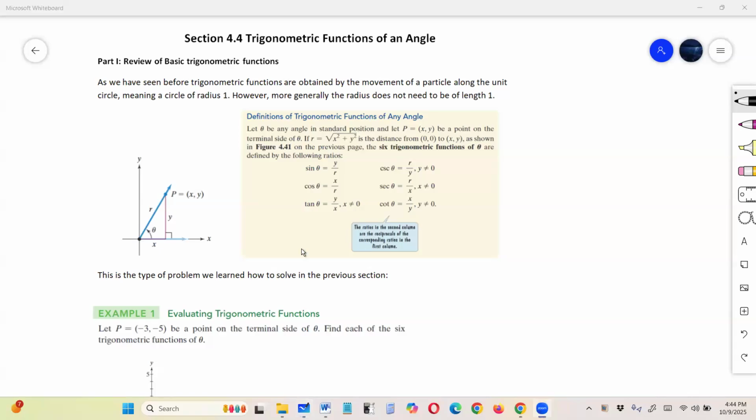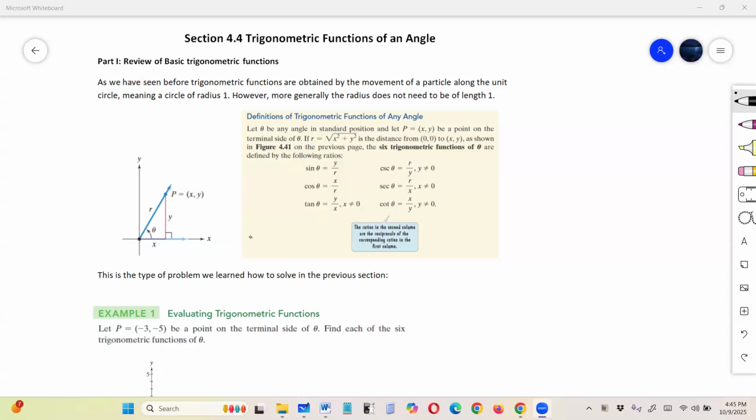Hi, hello everybody. So this is the video dealing with section 4.4, trigonometric functions of an angle. This is the first part where we're going to review the basic trig functions and remind you a little bit what the basic definitions are and the type of problems that we saw in the previous section. In addition, we're going to add one minor variant to the problems from section 4.3.